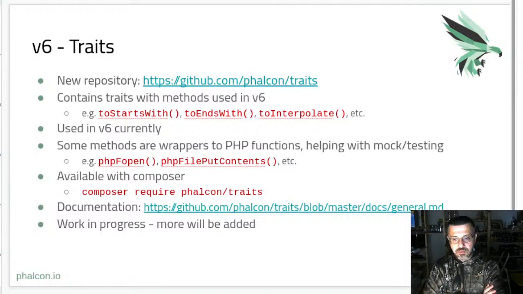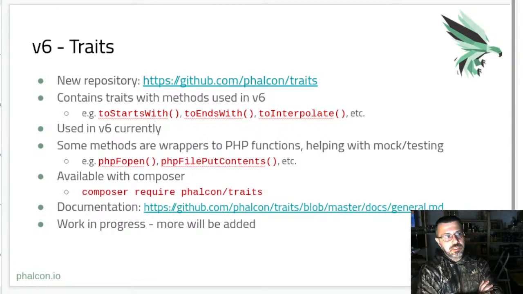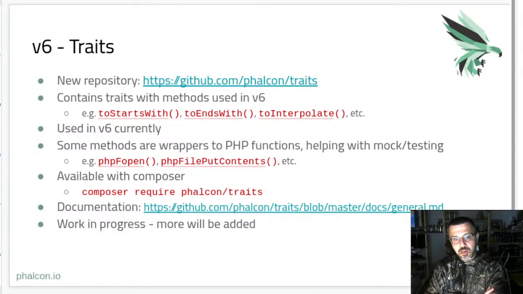So for instance, one of the methods that we use in Falcon quite a bit is the starts with and ends with, as well as the interpolation. Interpolation, for instance, is used in the logger, in the translator, where it picks up a token and it replaces it with a value. All right. So it makes sense to not duplicate the code and to have a trait to go anywhere else, instead of creating an interpolate object and then calling interpolate on it, right?